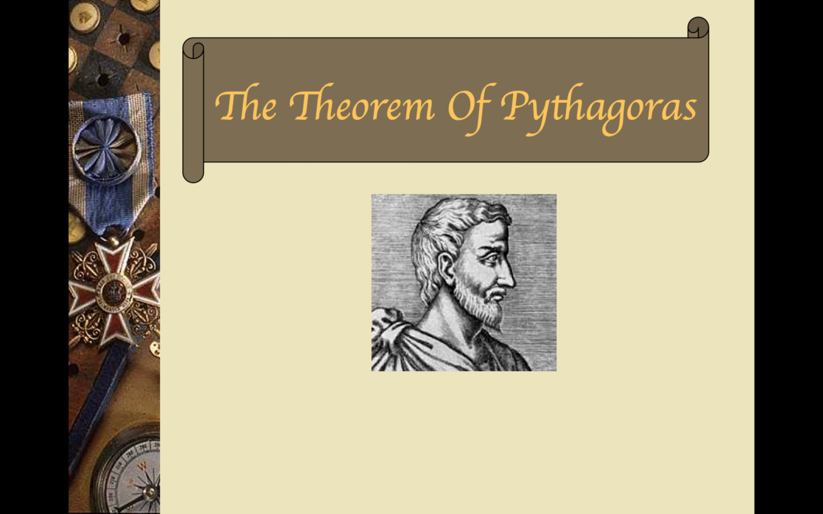Okay, we're going to learn about Pythagoras' theorem, or the theorem of Pythagoras. A theorem is just a mathematical rule that has been shown to be correct. And Pythagoras was a Greek mathematician who was born about 570 BC and died about 500 BC, so we're talking over 2,500 years ago.